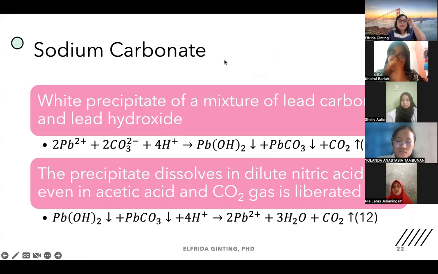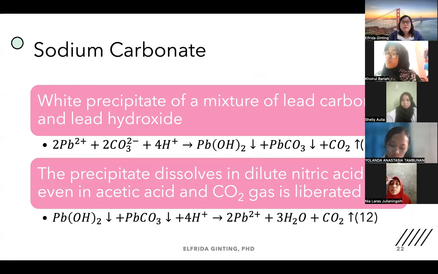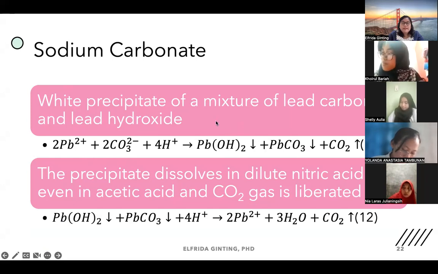Now, we already reacted lead with hydrogen sulfide, hydroxide, ammonia. So now let's see with sodium carbonate. So what will be happening? If we react lead with sodium carbonate, it will form a precipitate. The precipitate is called lead hydroxide.